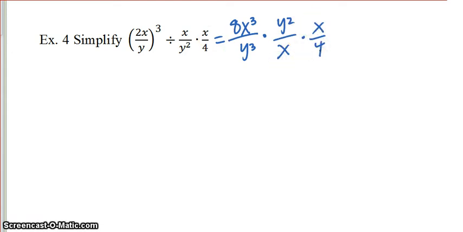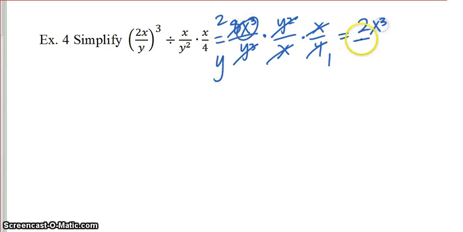So now I'm going to start simplifying. So those 4 will be a 1, and that will be a 2. That x and the x will cross out, and the y squared will cross out, and this will be left with just y. So we have 2 times x to the third over y times 1, which is y. There you have it.